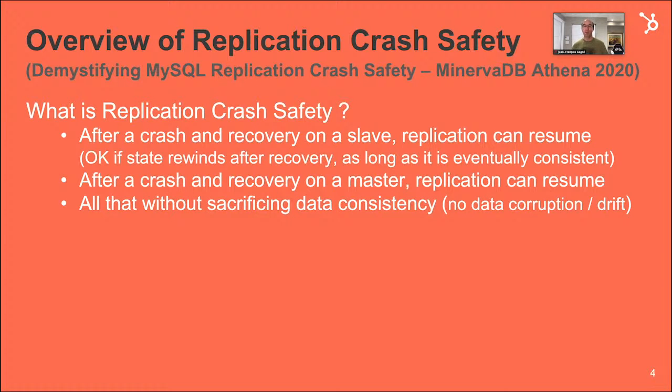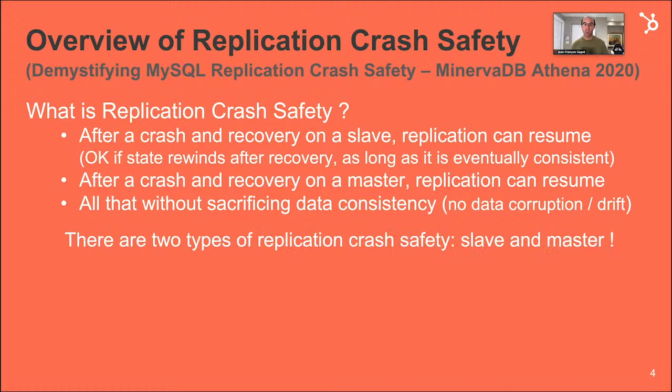So we do not want silent data corruption between slaves, because there are some cases where replication is able to recover, but the consistency is compromised. We have data drift. If this happens, we say it wasn't crash safe.